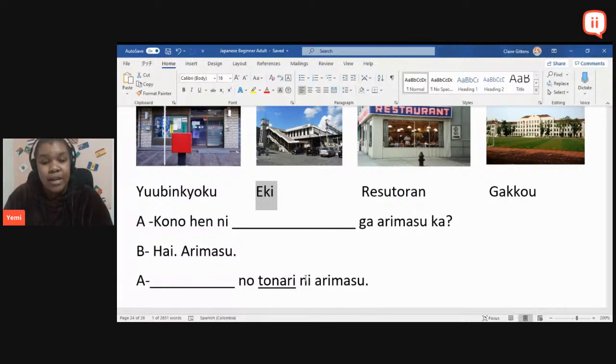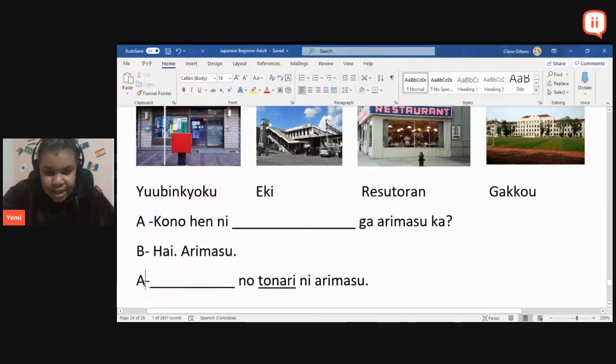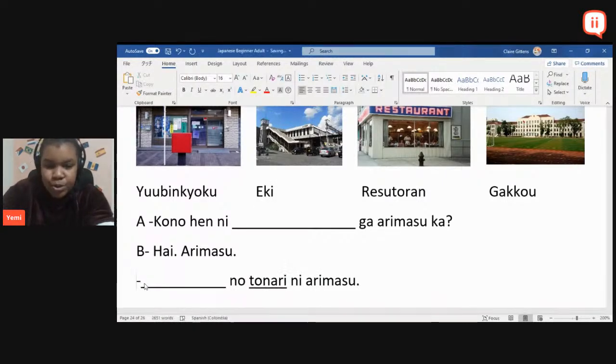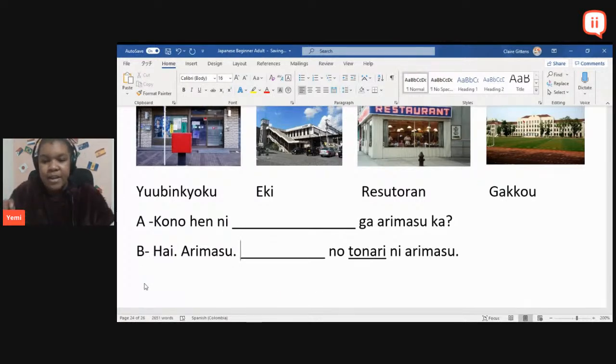Restaurant no tonari desu. Sorry. This is actually a little strange. This should also be B. So let's put this up here. Okay, let's try that again. This time you have to say it's next to the restaurant, okay? It's next to the restaurant. Restaurant no tonari ni arimasu. Kono hen ni eki ga arimasu ka?